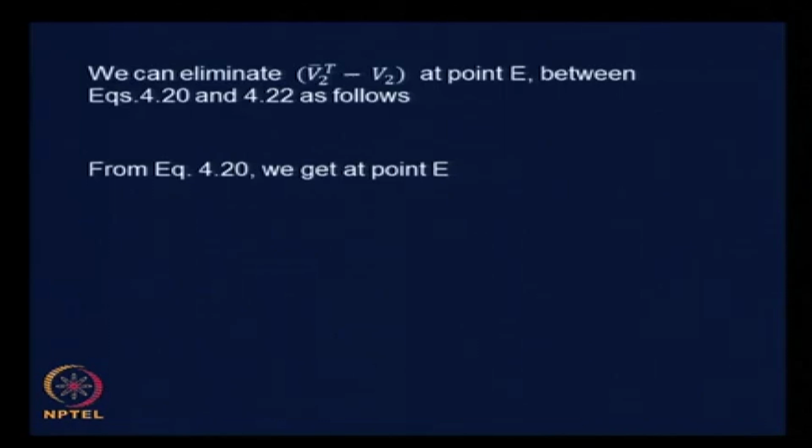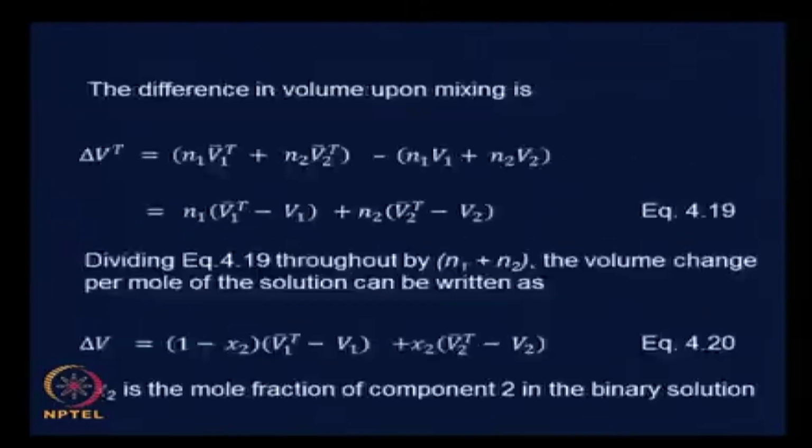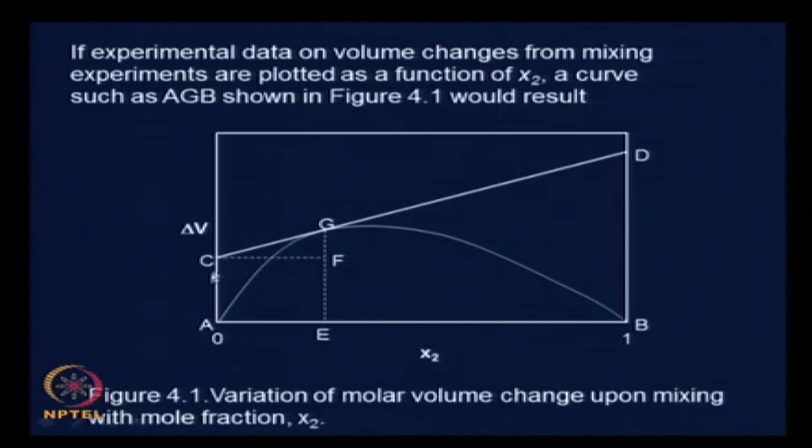Actually what you are finding out is V1 T hash minus V1, that is the intercept, not the V1 T hash itself. I should correct myself here, this distance AC is actually V1 T hash minus V1 and this distance is V2 T hash minus V2, and since we know the molar volumes of the pure components, V1 T hash can be computed from this distance and V2 T hash can be computed from this distance. Please make that correction.